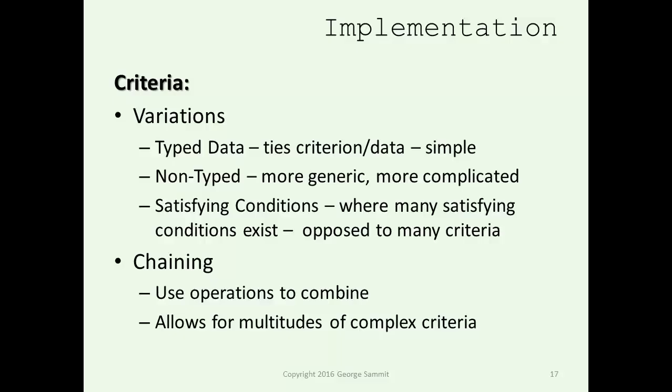We discussed chaining using the operations. The chaining allows us to take multiple criteria and convert them into a single criterion. For instance, criterion 1 and criterion 2 together, or criterion 3. And we'll show you an example of that shortly as well.